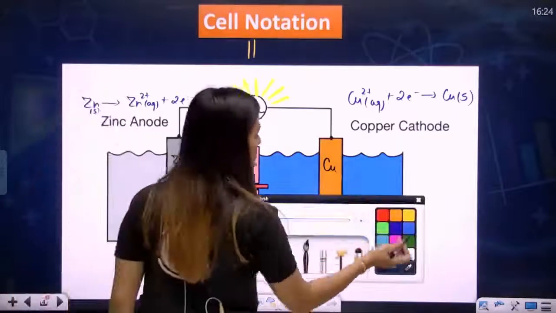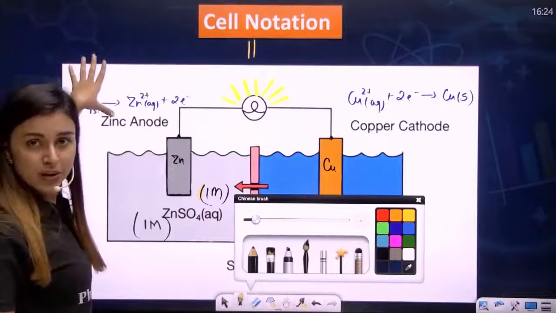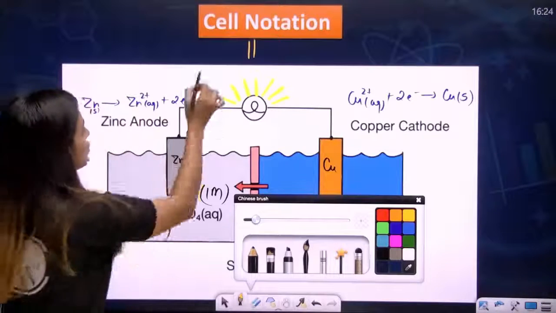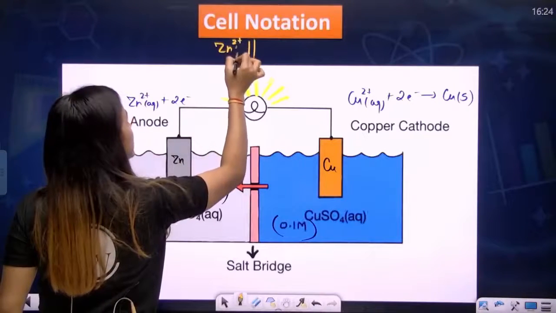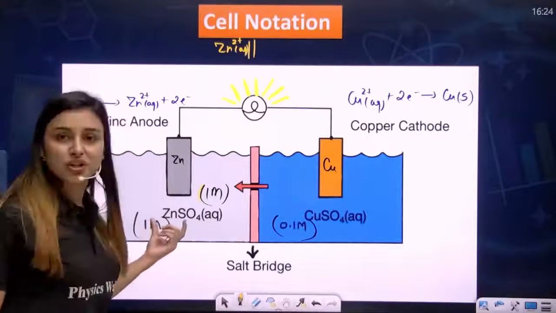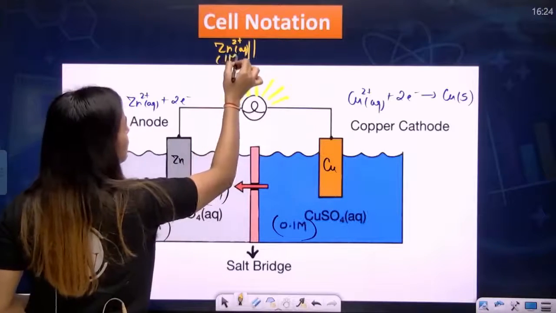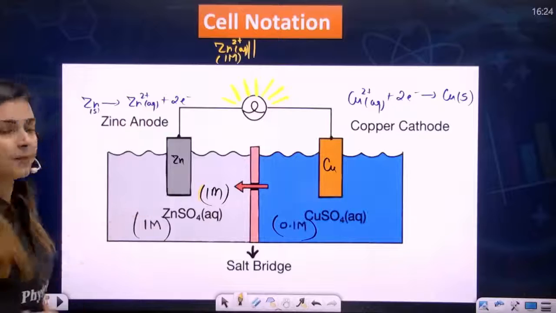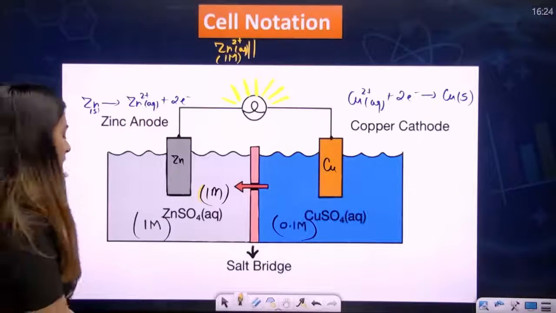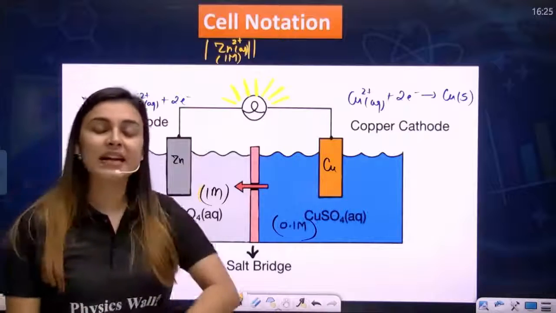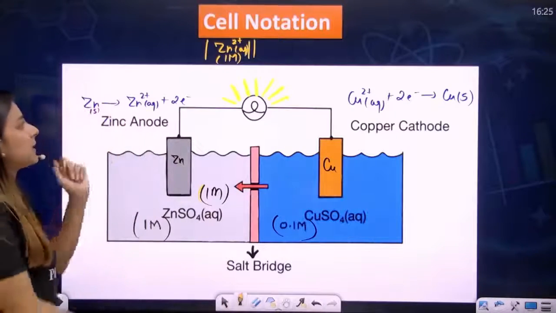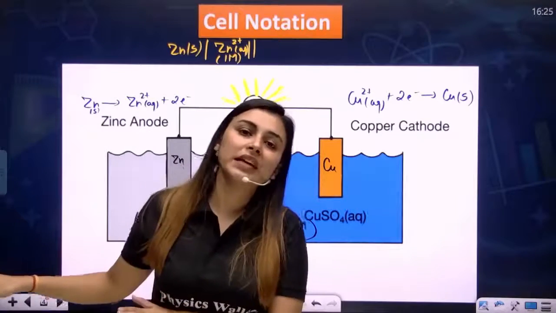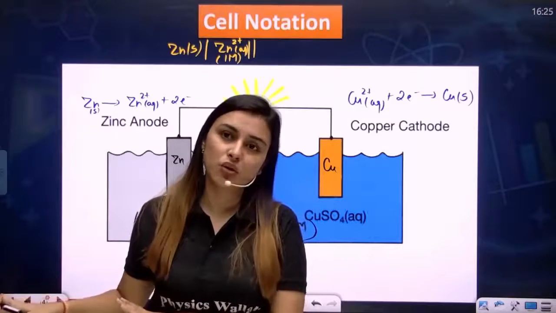Now, my dear students, see, towards the left hand side, anode species, you know that ionic species will come first. So ma'am, zinc 2 plus will come first, and it is in aqueous state. And if you see, its concentration is given 1 molar, so you have to write the 1 molar concentration too. After that, is there any gas present? No gas is present, then just leave it. Now you need to change the phase, and at the end you'll write the solid state. The solid state is zinc solid, so you'll write zinc solid. This is your anodic representation of the cell.